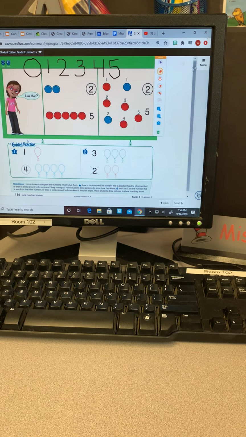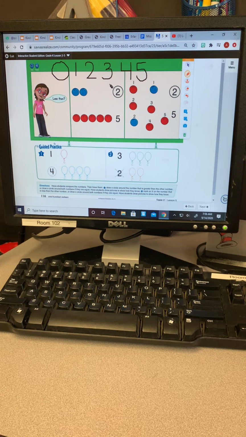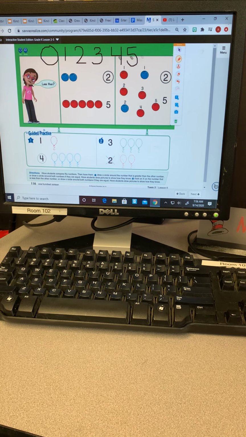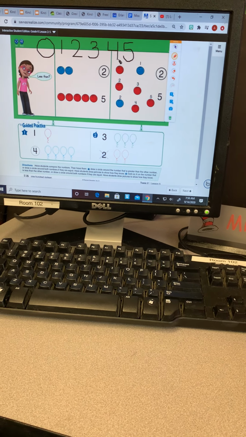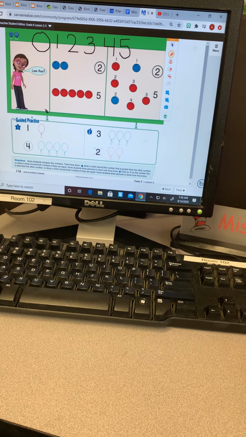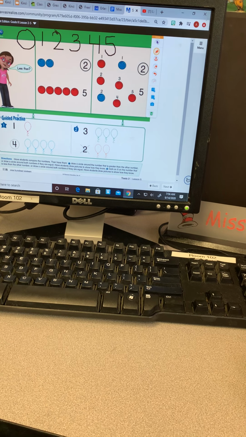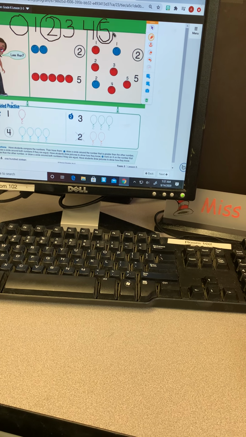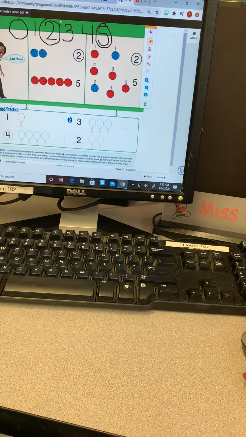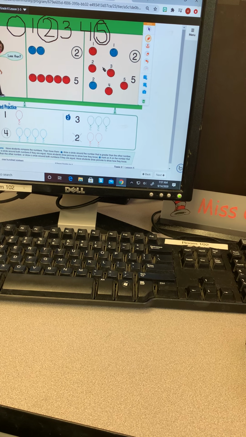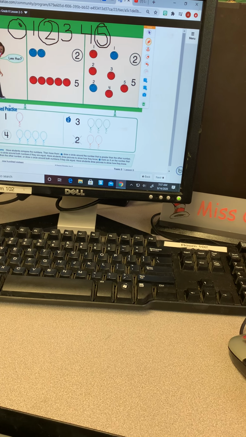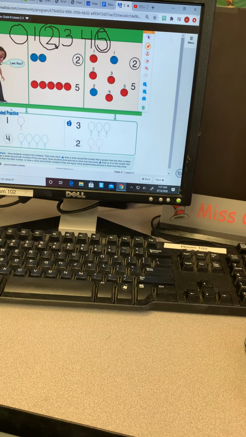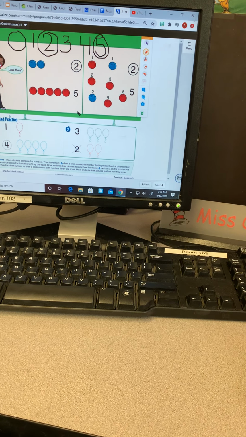I don't want to go past 5 right now because we have only learned how to write numbers 0 through 5. So this is as far as my number line needs to go at the moment. So I see the number 2, so I'm going to go ahead and circle it. And I see the number 5. Which number is closer to 0? 2 is closer to 0 than 5. So that tells me 2 is less than 5.